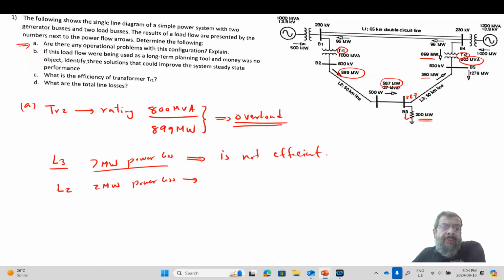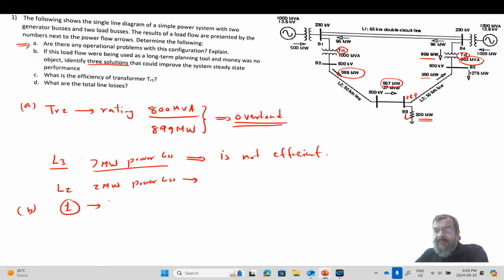Now, here it says, if this load flow were being used for long-term planning, we said that the load flow can be used for the operation or also for the long-term or even the short-term plan. So we see and identify these issues. If money is no object, so the money is not an issue here, identify 3 solutions that could improve the power system and steady-state performance. This is part B, and it is an open-ended problem.